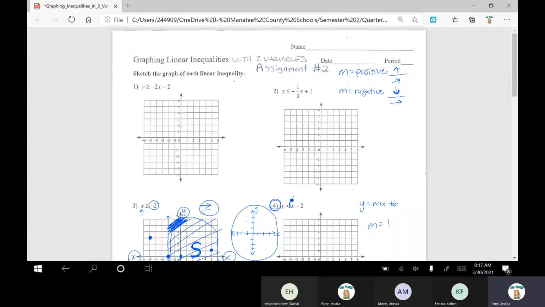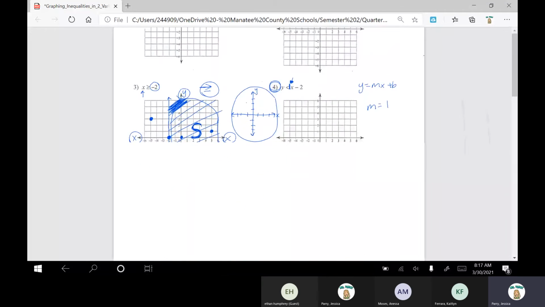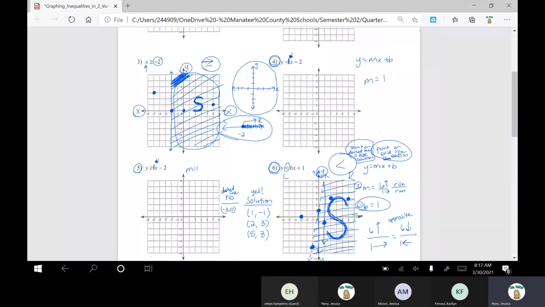Okay. So let's see. Number 1, is M positive or negative for number 1? Negative. M is negative. So that slope, you would go down and to the right. Same thing for number 2. Number 2 is negative. You go down and to the right. Let's see. Number 4. Which way would you go for your slope for number 4 since it's positive? Up and to the right. Yeah. Perfect. Okay. So I think you guys should be good.